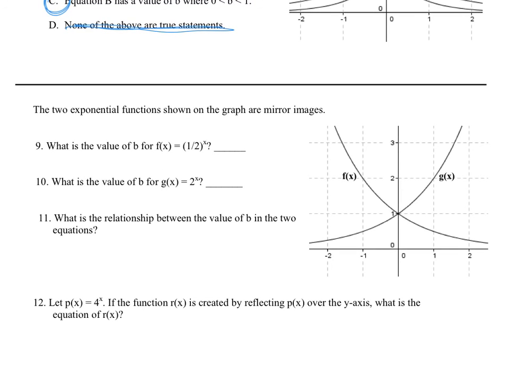Okay, so these are two graphs that are mirror images. Looking at number 9, what's the value of little b, that's our base b, for this f of x? Super easy, look for the value that is under the exponent, so 1/2. And the same thing for number 10, 2. It's our base. Little b is our base. So what is the relationship between the value of b in the two equations? Hopefully you figured out that 2 and 1/2 are reciprocals. So they are reciprocals.